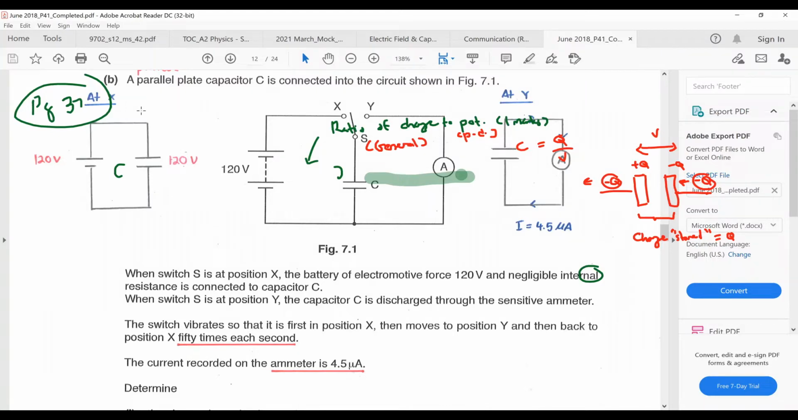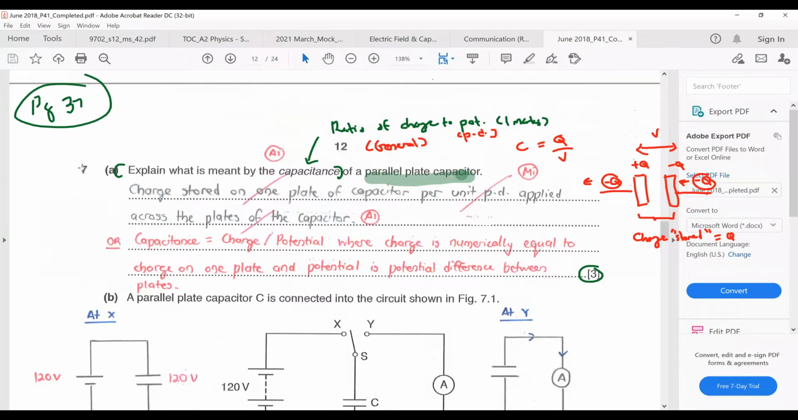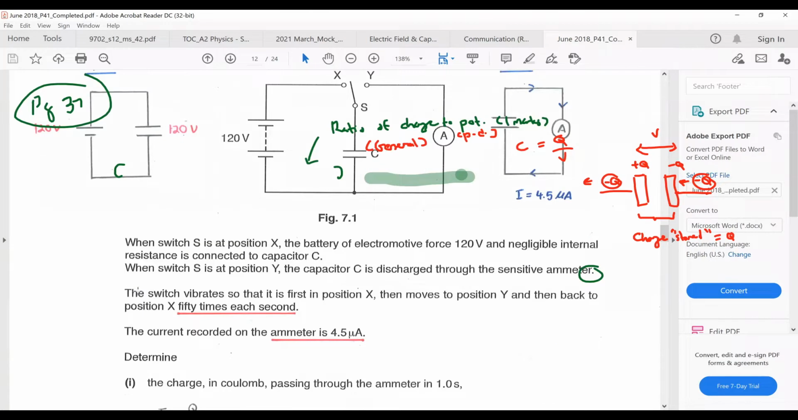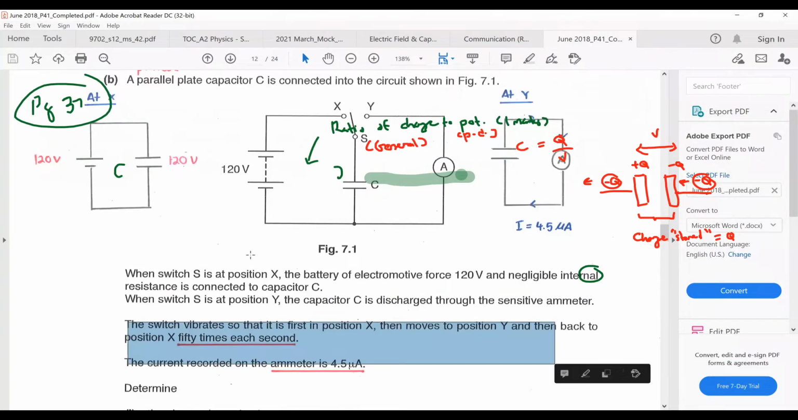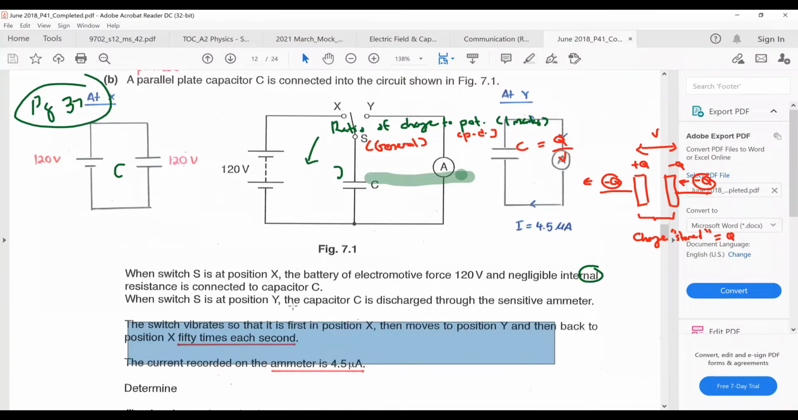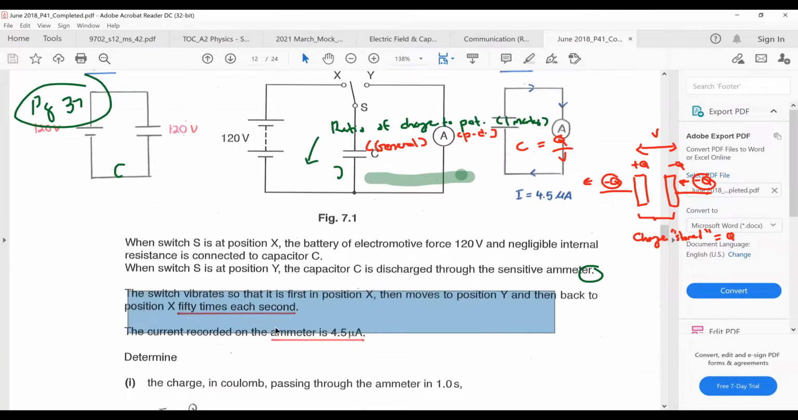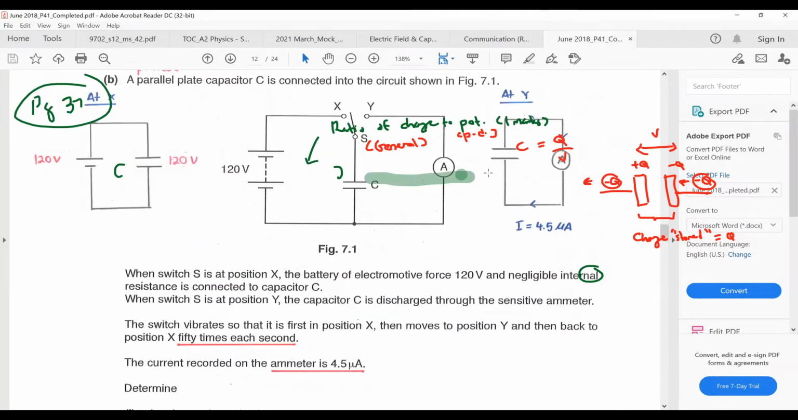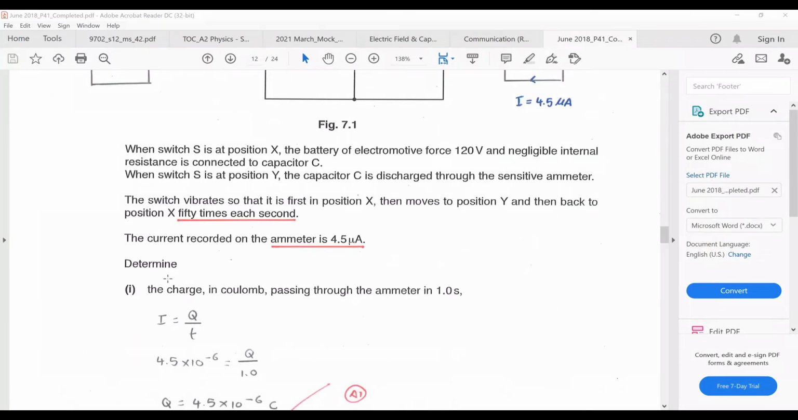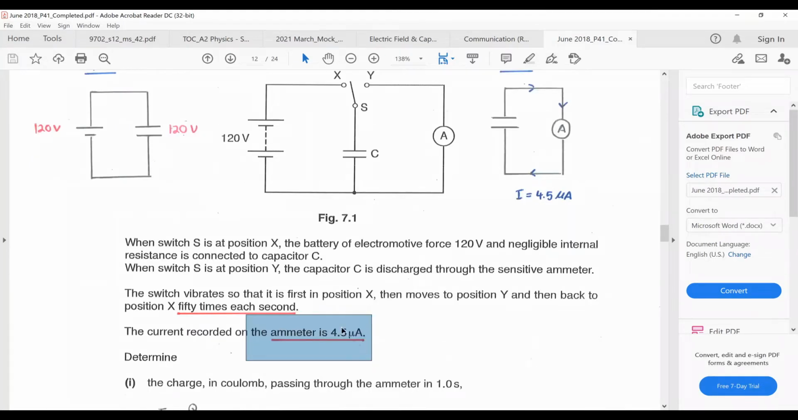Actually, we are under the capacitance worksheet, page 37. We actually went through part A already. We're now doing part B1. Back to this one: the switch vibrates between X and Y 50 times per second. The current recorded on the emitter is 4.5 microampere. Find the charge in coulomb passing through the emitter in 1 second. They already told you that the current recorded in the emitter is 4.5 microamps.